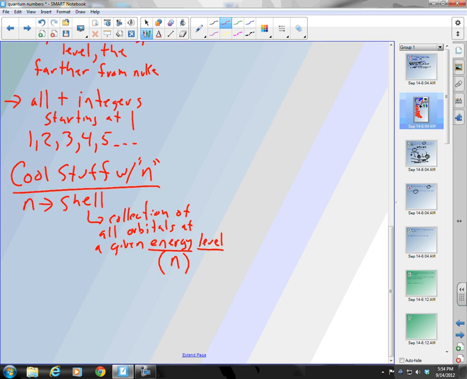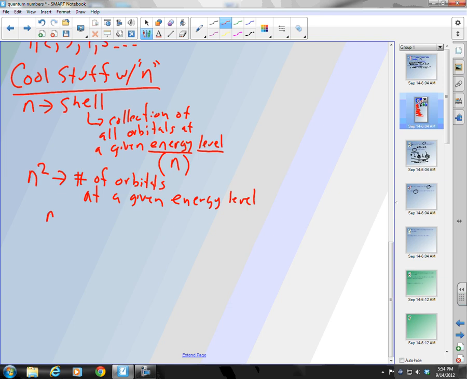Well, there's a way also that we can relate n to the number of orbitals, and that is n squared. n squared represents the number of orbitals that can exist at a given energy level. So what do I mean by that? Let's say we are at the n equals 2 energy level. How many orbitals can exist? Well, n squared. 2 squared is equal to 4. So there are 4 orbitals which can exist at the n equals 2 energy level.